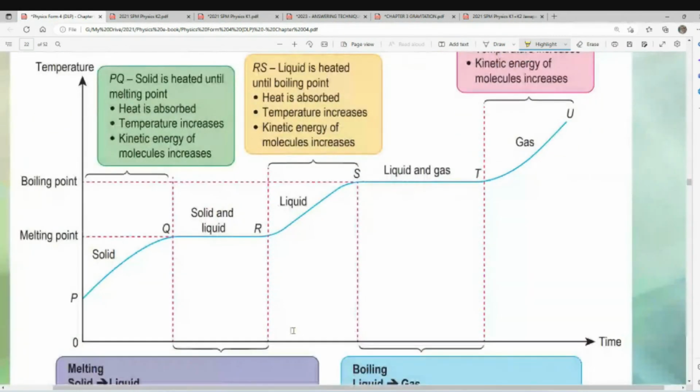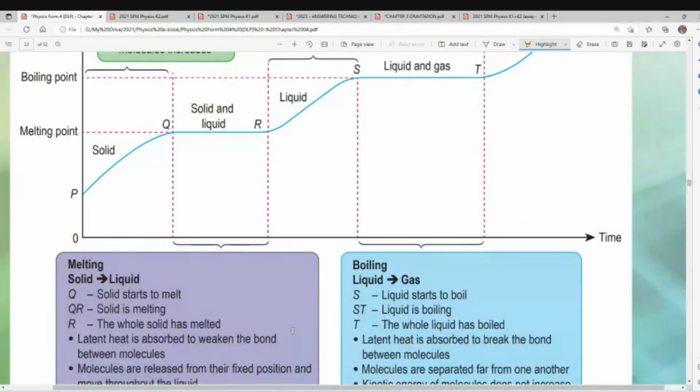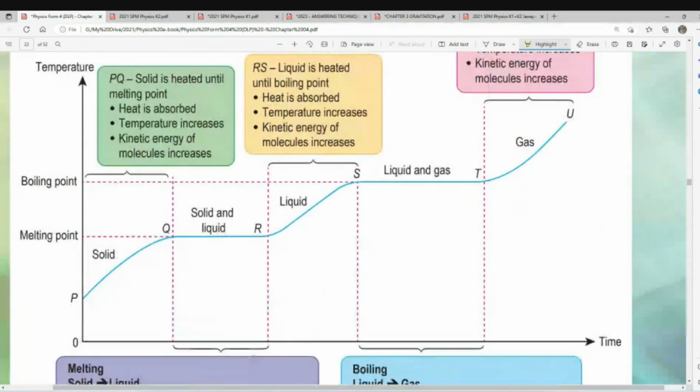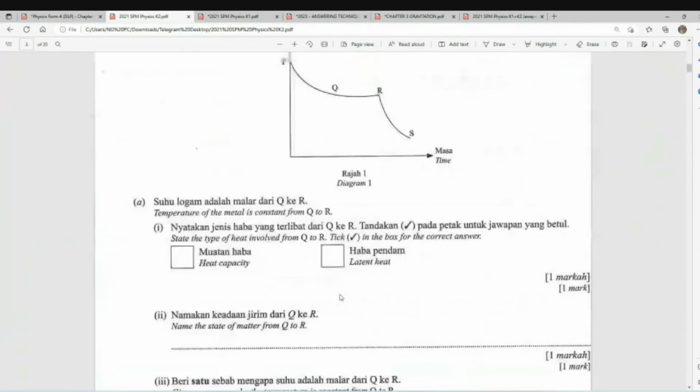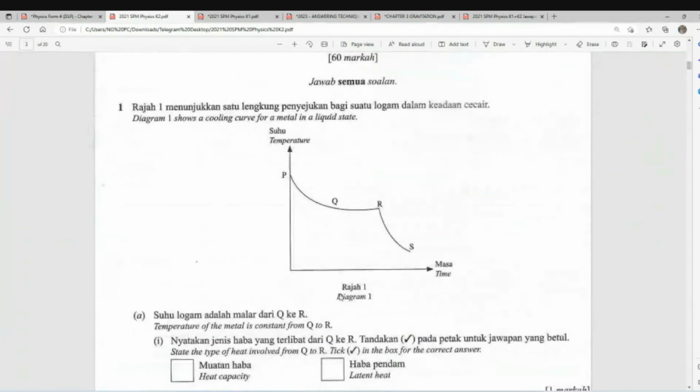And then also about the heating curve and cooling curve. This one you learn the same thing in chemistry, right? So make sure you are able to answer it. I think last year they got a question for this one, the cooling curve, right? So do not think that they always start on the gas. You have to read the questions.